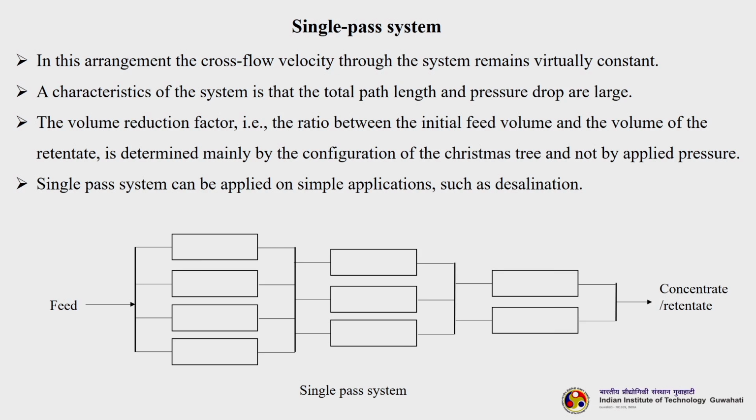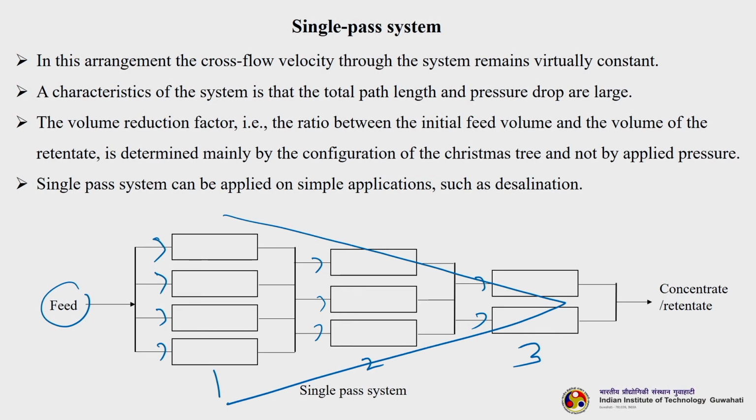So, single pass system can be applied on simple applications such as desalination. So, you can see how the single pass system works. The overall feed is being fed to 4 modules here, then whatever the retentate is coming, they are being fed to the next stage. So, if this is stage 1, this is stage 2, this is stage 3, then they are again fed here, and whatever is coming out here is again fed here. Gradually the number of modules in a particular stage is decreasing, that is why this looks like a Christmas tree.